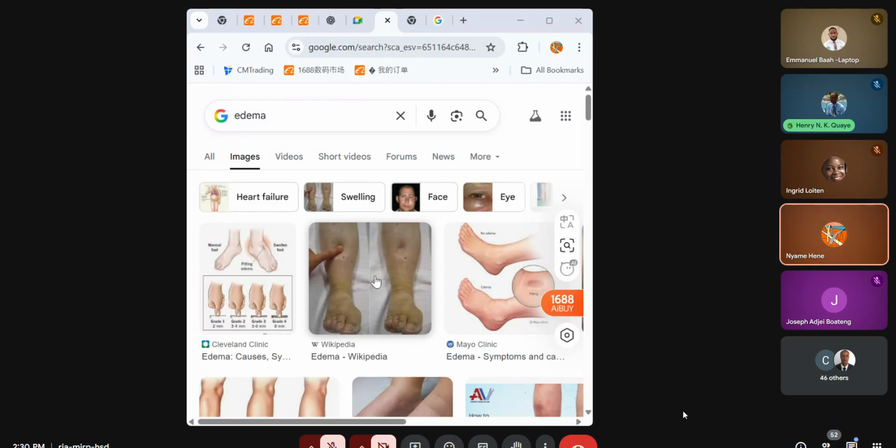Mr. Henry, you want to talk? Yes, Doc. I just want to find out from you and from the class, is edema a disease? Oh no. Edema on its own is not a disease. We can have it coming as a result of a disease or as a result of a state of health or a state of life.